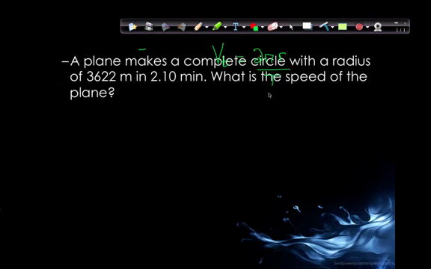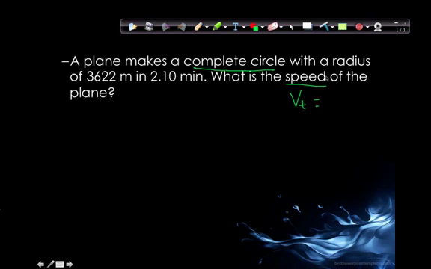All right, so let's do a problem really quick. A plane makes a complete circle with a radius of 3,622 meters in 2.1 minutes. What is the speed of that plane? Because we're moving in a circular path, it says that the plane moves in a complete circle. We know we're looking at circular motion, and it's asking for the speed, so it's really asking for the tangential velocity here.